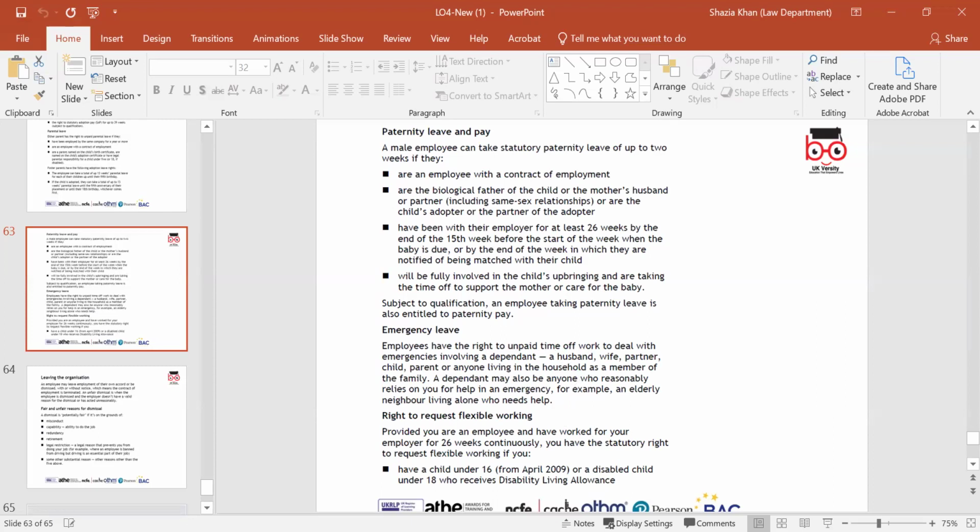The right to request flexible working hours is a big development in employment law, and it's still changing all the time. Provided you are an employee and have worked for the employer for 26 weeks continuously, you have a statutory right to request flexible working hours.